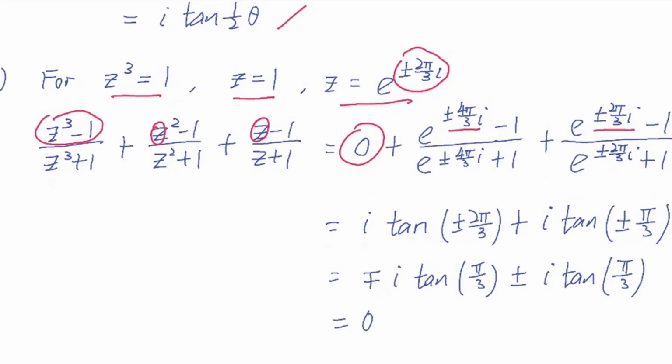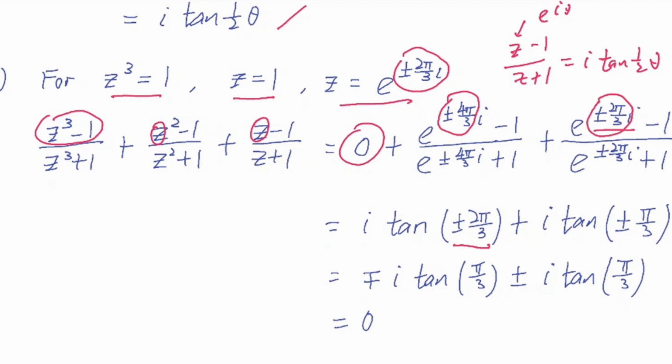So this is the form that we have actually proven earlier. Earlier on, we have already proved that (z minus 1) over (z plus 1) is giving us i tan half theta, and the z here is e to the power i theta. So the theta here is plus minus 4 pi over 3, so the result that it should give us here is plus minus 2 pi over 3. This one also will give us i tan of the half theta.